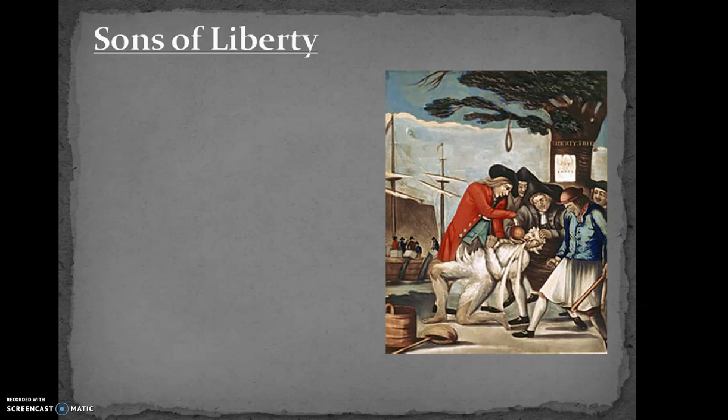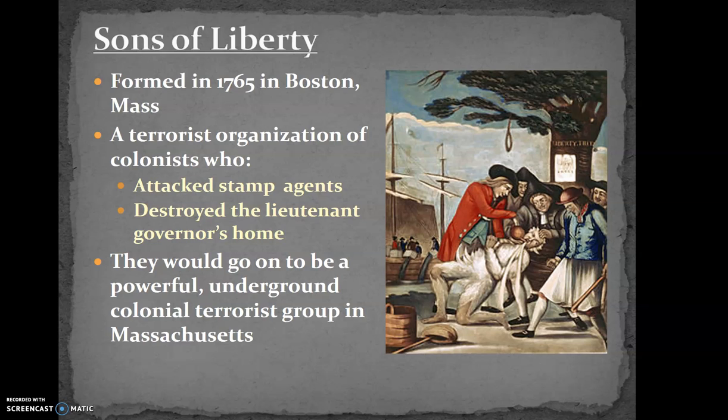The Sons of Liberty. The Sons of Liberty were formed in 1765 in Boston, Massachusetts, and they were a terrorist organization of colonists. What they did was attack stamp agents, obviously out of anger, and they would harass these stamp agents, and they would be very violent and volatile, and they really resented them because of what they represented, which was basically the work of Parliament and the king trying to take away the independence of the colonies. They destroyed the lieutenant governor's home. They would go on to be a very powerful underground colonial terrorist group in Massachusetts.